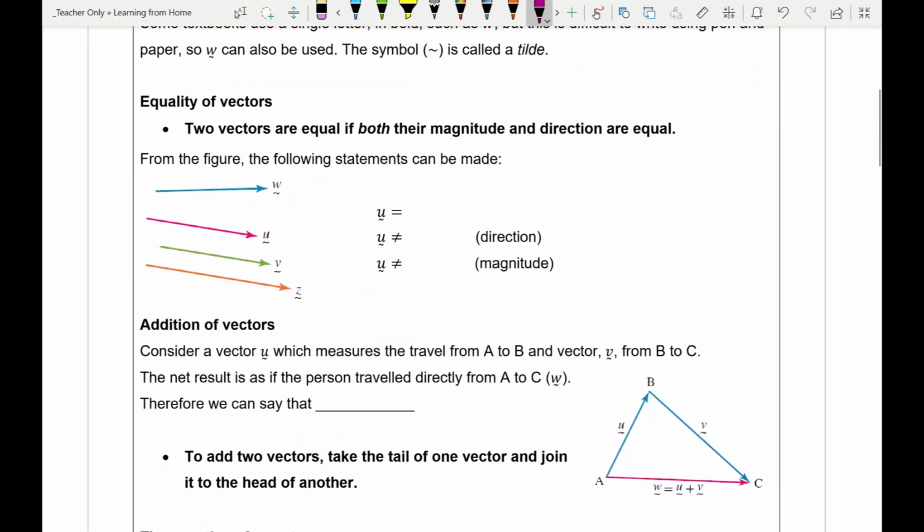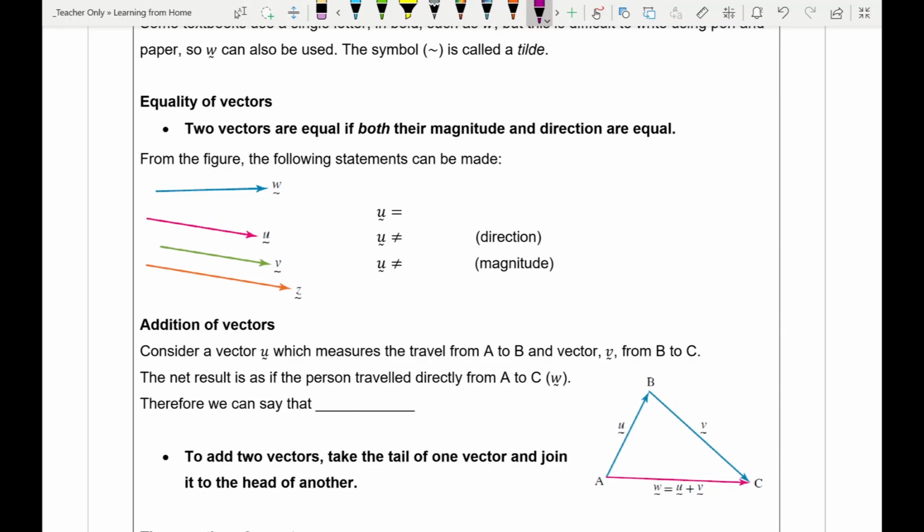Okay, so great. We know how to construct a vector, but what if we want to know if two vectors are equal? Well, to be equal, you need to have both magnitude and direction being exactly the same. So from the figure here, we've got 4 different vectors. We can see that these 3 vectors, U, V, and Z, all share the same direction, but only one pair of them is equal.